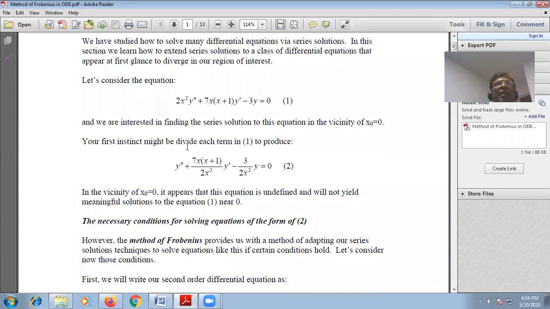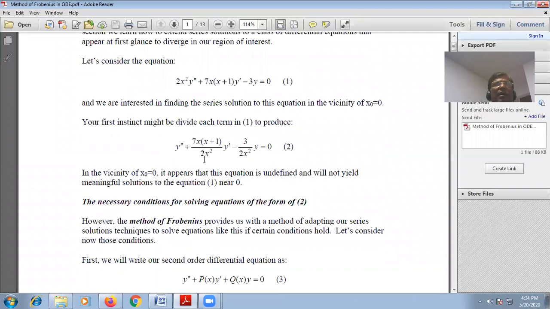Your first instinct might be to divide each term to produce. Divide equation 1 by 2x squared. Then what will happen? In the vicinity of x naught equal to 0, it appears that this equation is undefined and will not yield a meaningful solution to equation 1 near 0. Because if you put 0 here, then the term will be indeterminate.